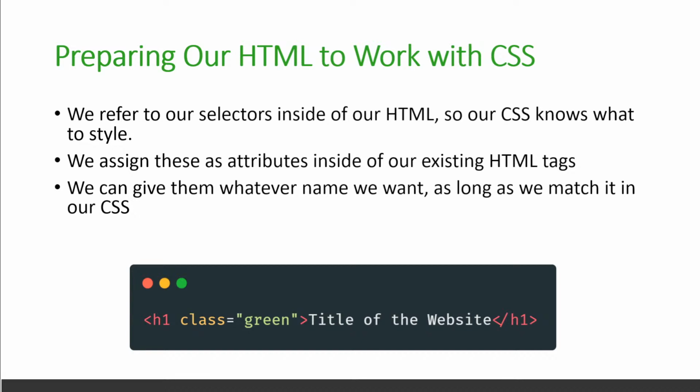But if we want to be more specific and we want to do something for a particular tag or a particular element that we don't want to do for all of them, because we said that our CSS is going to look through our DOM and find every element that is an H1, and apply these rules to every element of that type, then we want to prepare it for success by giving it an ID or a class attribute. And we can give them whatever name we want as a class or an ID, as long as we match it in our CSS.